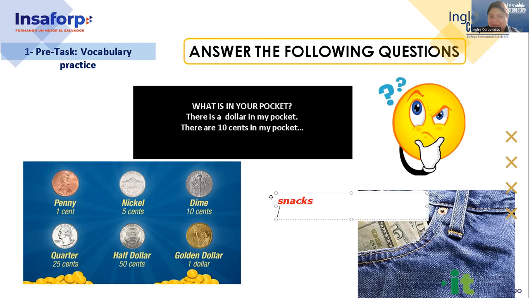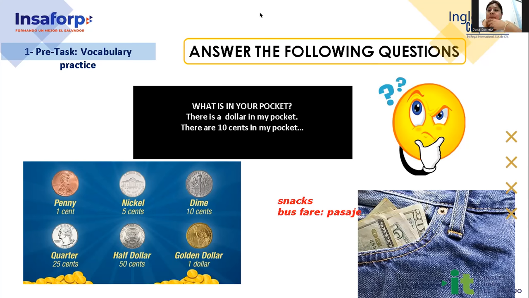And some others. And for example, you can say, teacher, I'm going to pay the bus fare, el pasaje, the bus fare. Okay, so I'm gonna use that dollar for the bus fare tomorrow. Okay. Let's see, Dora, ask another classmate. Dora, pregúntale a alguien más. What is in your pocket? Example, let's see.